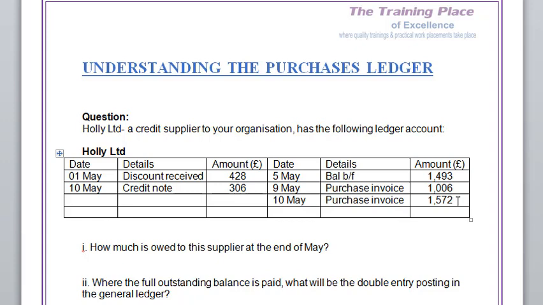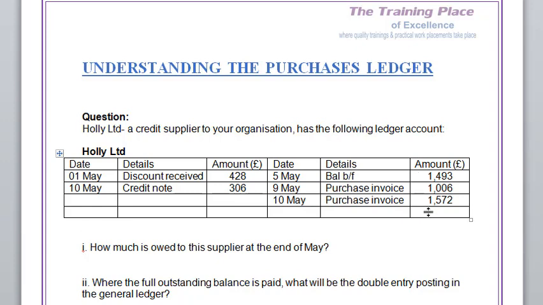The first question says to us, how much is owed to this supplier at the end of May? So we have the transactions in there. In order to be able to answer the question that is asked, the simple thing is for you to just close this account or find the total of the credit minus the total of the debit side.